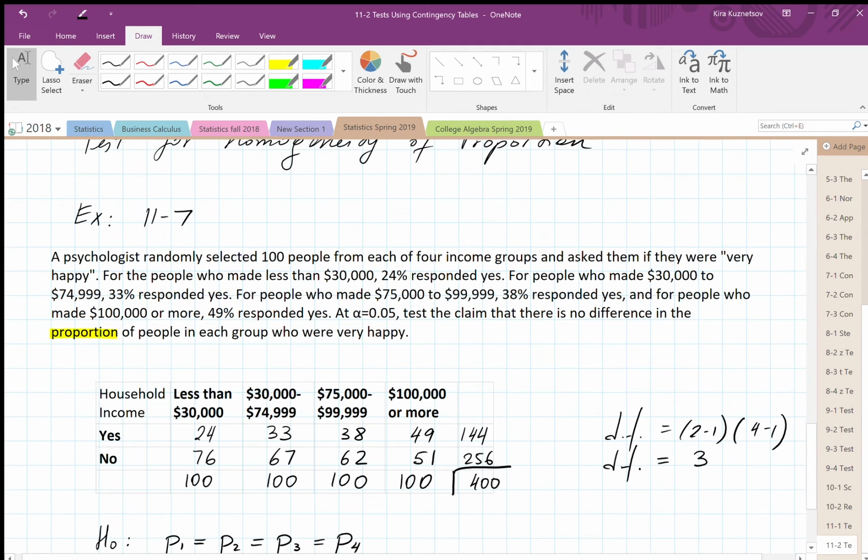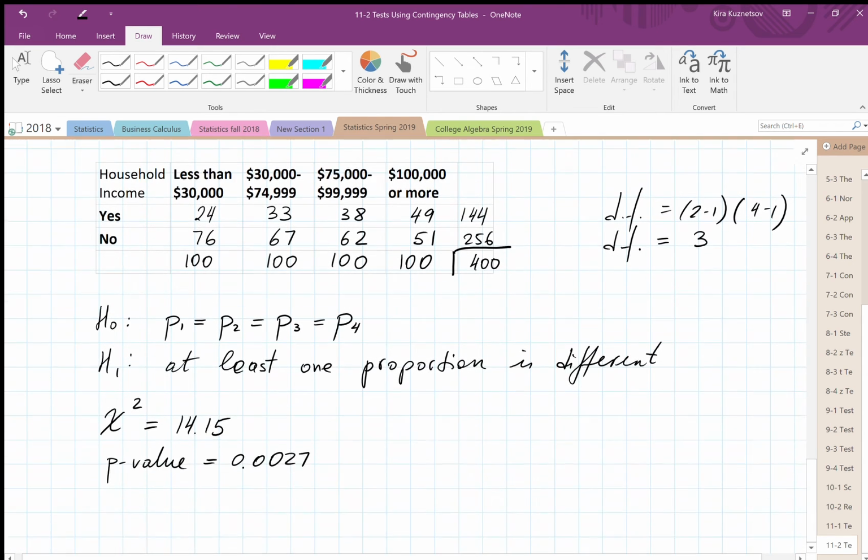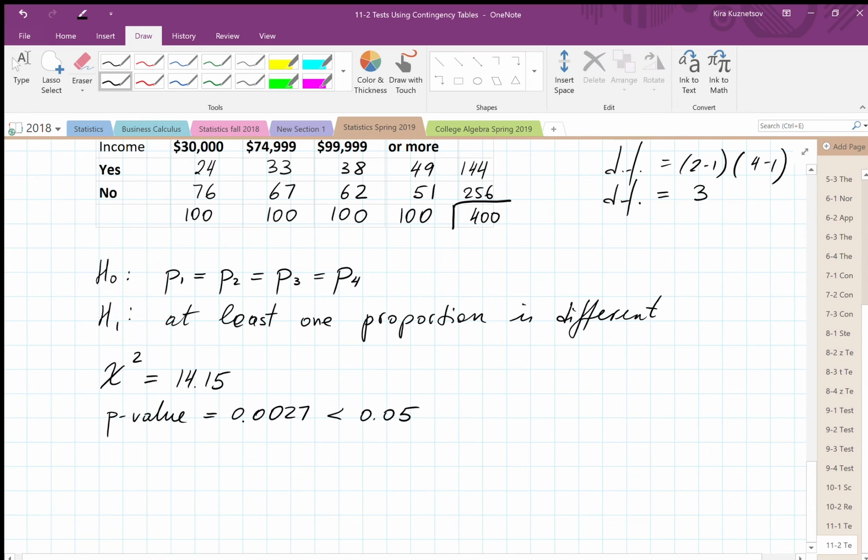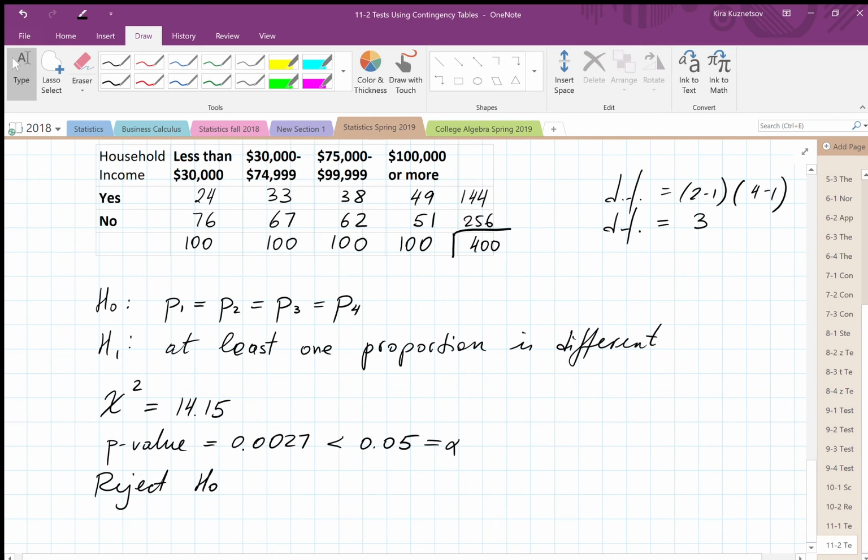I have a feeling that that's a very small p-value. Alpha is given to me at 0.05, so it is smaller than the alpha presented in the problem. So what we can do is we can reject the null hypothesis, with the alternative hypothesis saying at least one proportion is different. There is enough evidence to reject the claim that there is no difference in the proportions. Hence, the income seems to make a difference in proportions. So you do want to find a way to include the fact that we are comparing happiness to money. Does money make people happy? And the answer, according to this test, is yes. Reject the null hypothesis. At least one proportion is different.